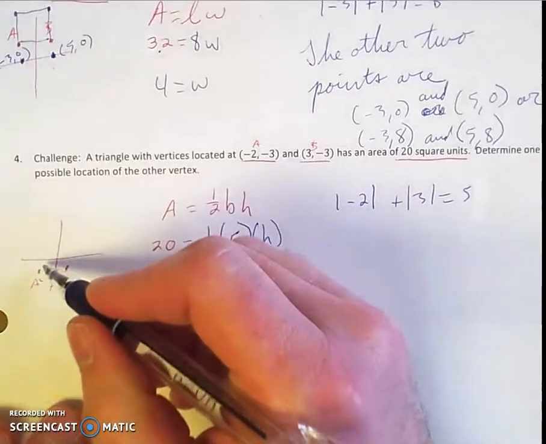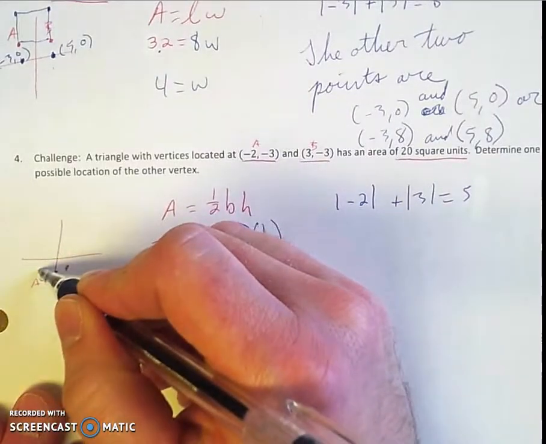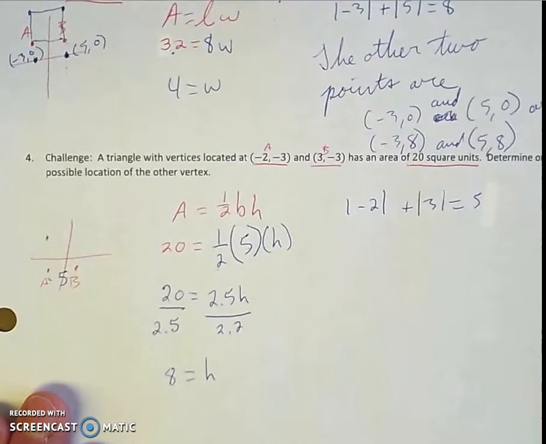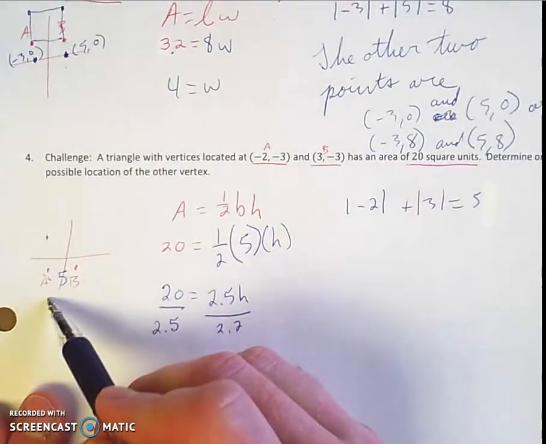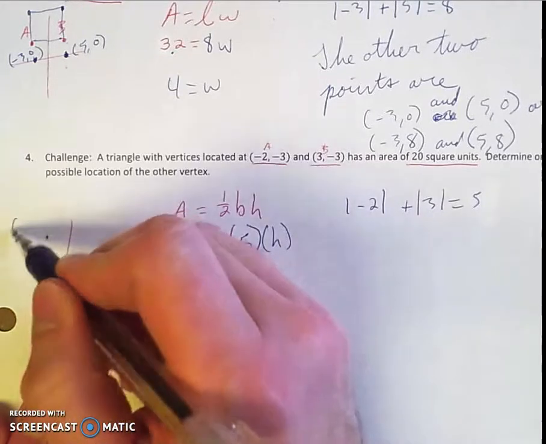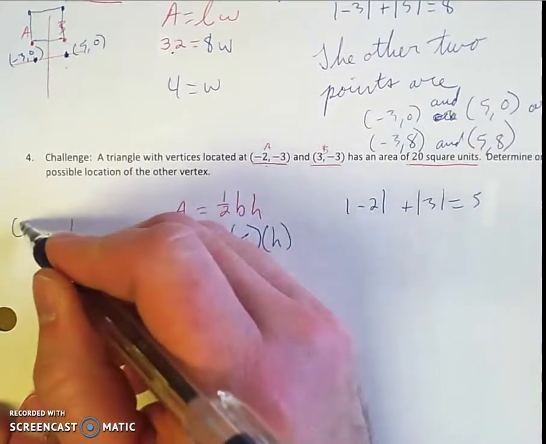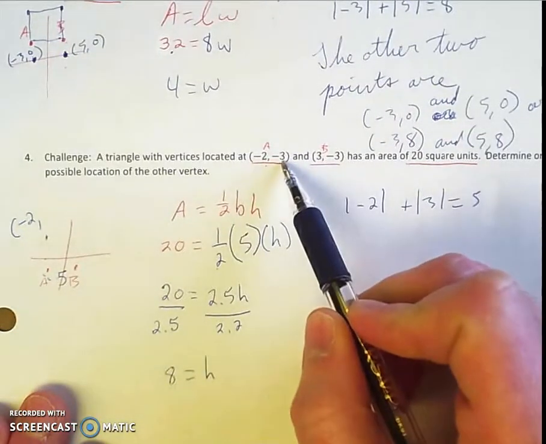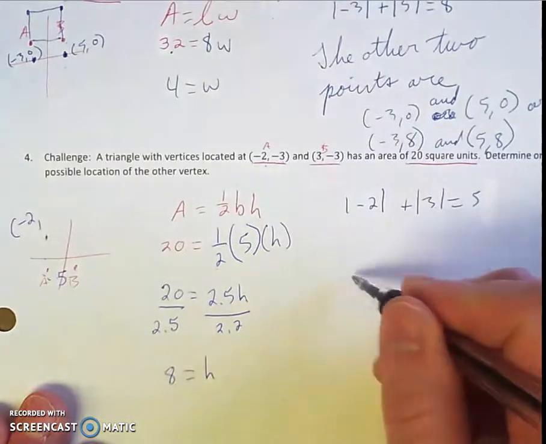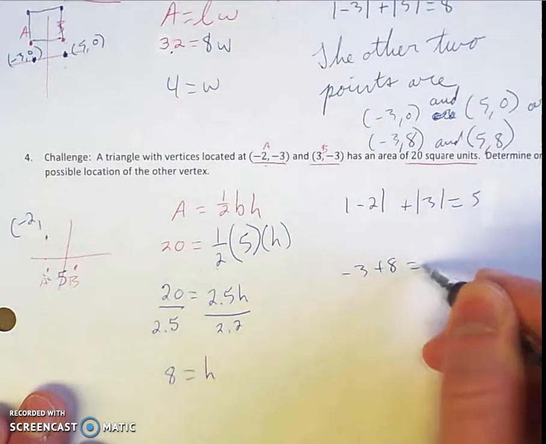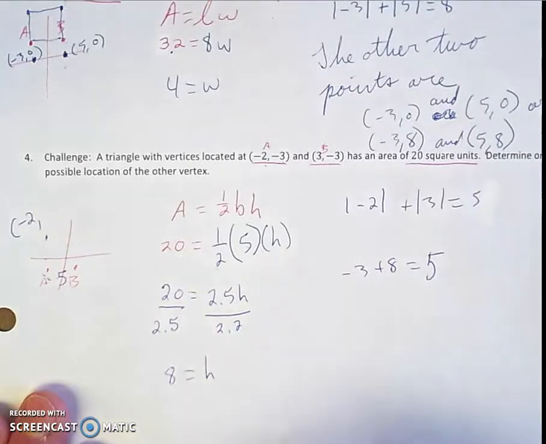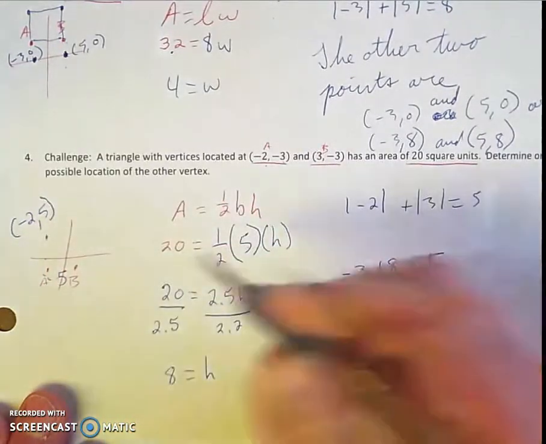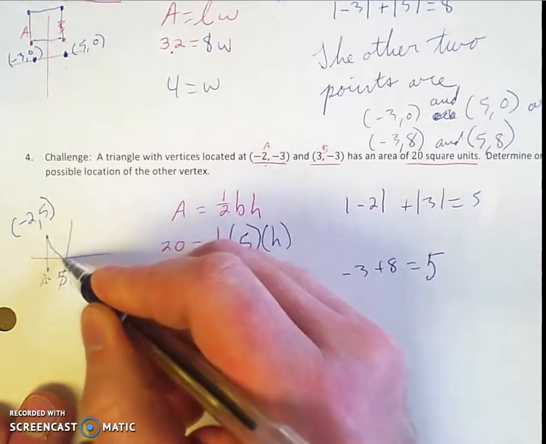So what I'm going to do is I'm just going to pick A, and I'm just going to go up 8 spots to create a point. So I'm going to keep my x coordinate the same. So point A is at -2. Okay, but now I need a point that's 8 above -3. So I'm going to take -3 plus 8, and that's going to give me 5. So that means my third point up here is going to be 5. And then that will create this right triangle here.